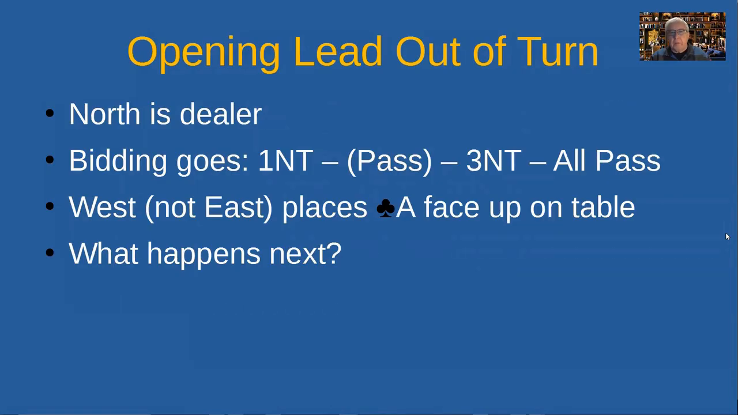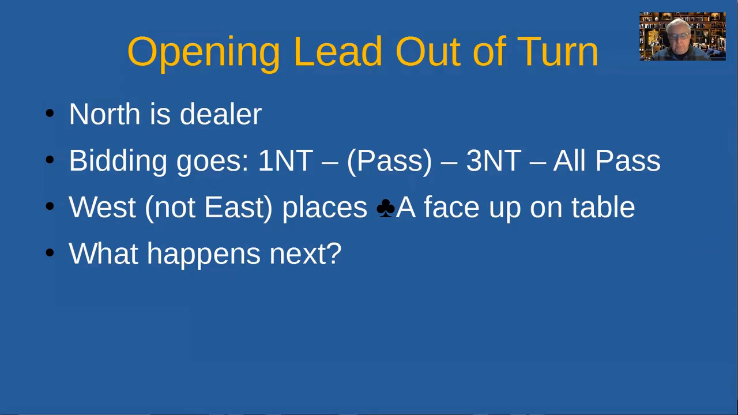So let's start with an example. We're going to have the fact that North is dealer. Simple bidding, the dealer opens 1 no trump, the opposition pass, straight into 3 no trumps, and that's the contract. But suddenly, instead of East starting the lead, West places the lead and places it face up, an ace of clubs on the table. So as director, you'd be called to the table and asked what happens next.